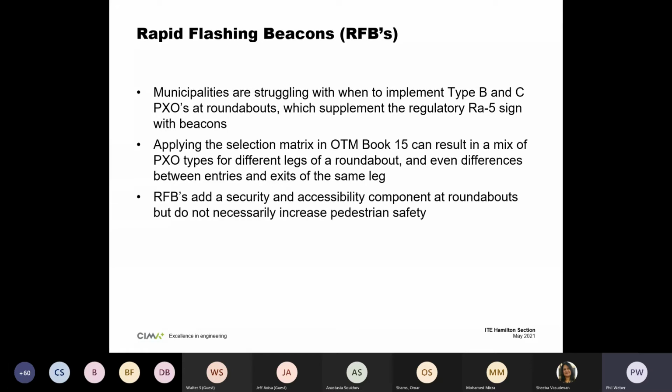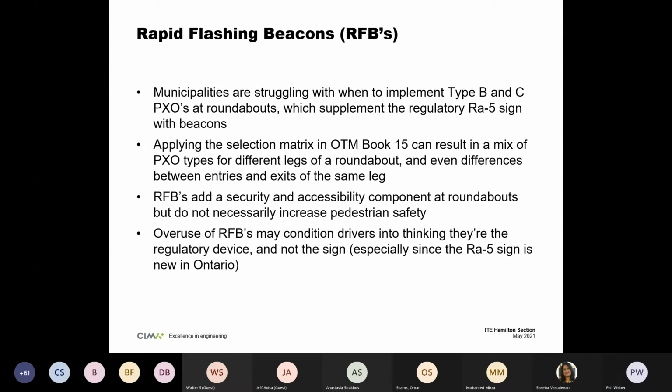RFBs add a security and accessibility component at roundabouts, but they do not necessarily increase pedestrian safety, especially since drivers may think it's the beacon that provides the right-of-way and not the sign. So overuse of RFBs may condition drivers into thinking they're the regulatory device and not the sign, especially since the sign is new in Ontario. So far in Ontario, we've had a consistent application of RFBs at roundabouts.